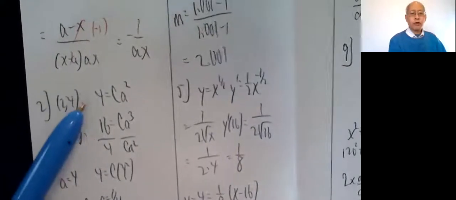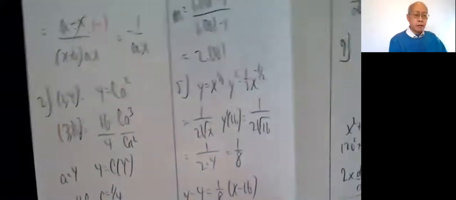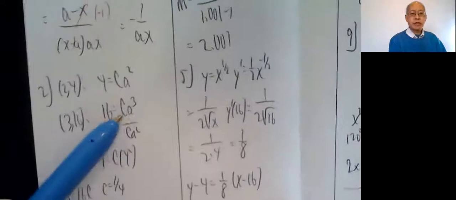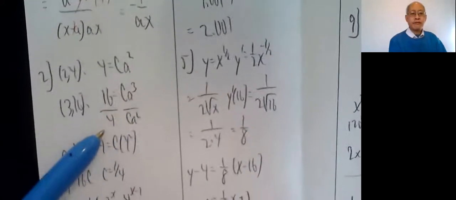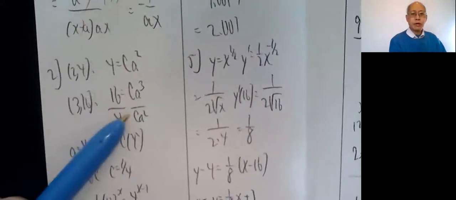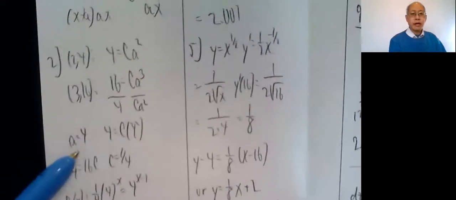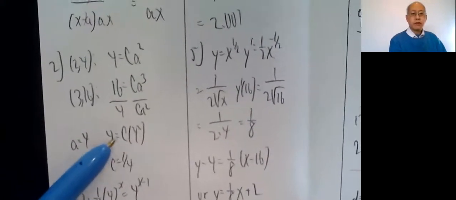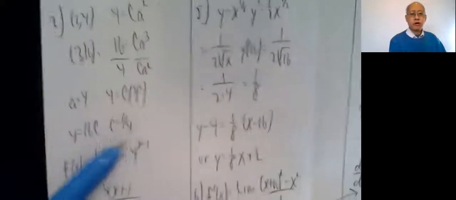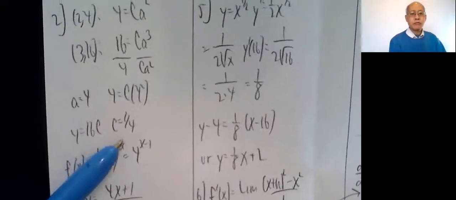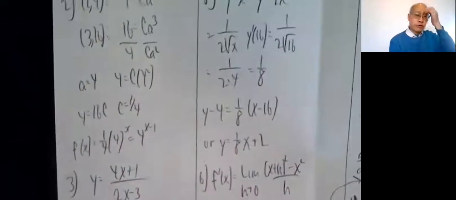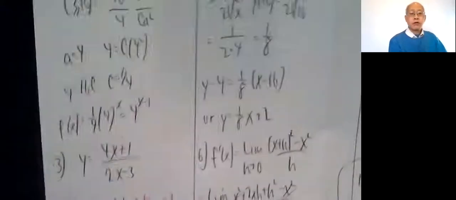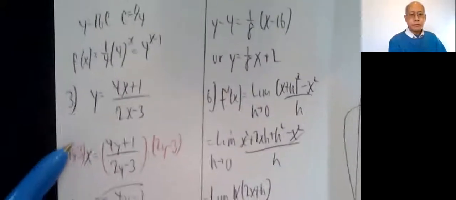Number 2: plug in 2, 4 equals ca squared. Plug in 3, 16 equals ca cubed. Divide both sides by 4. Ca squared is equal to 4 here. That gives me 4 is equal to a. So 4 equals c times a squared, or 4 squared. 4 equals 16c. C is 1/4. So f of x is 1/4 times 4 to the x, or 4 to the x minus 1.